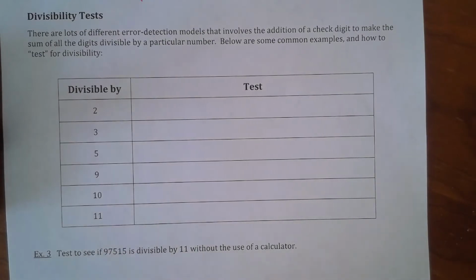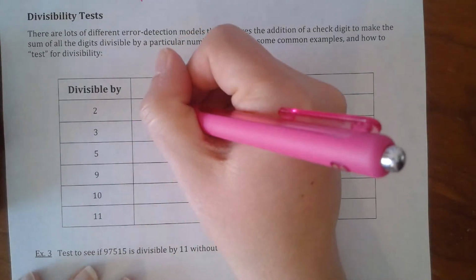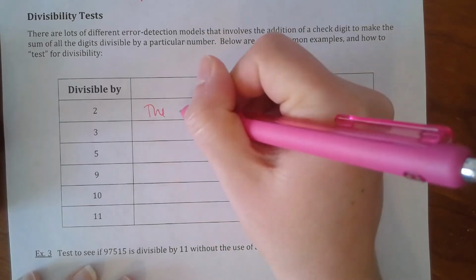So we actually know some of these already. For example, an easy way to double check that something's divisible by 2 is that all we really have to check is that the last digit is even.